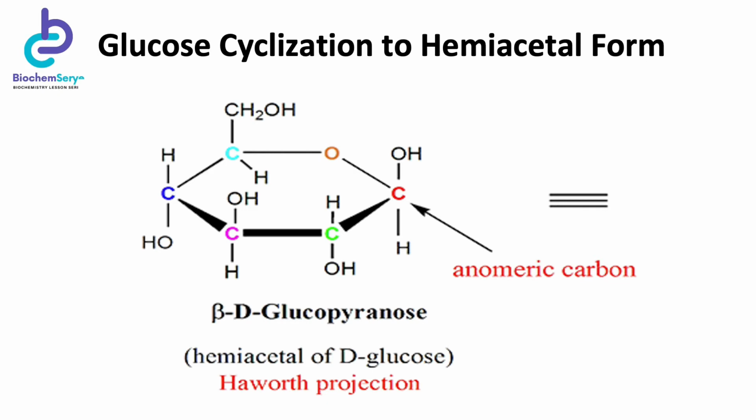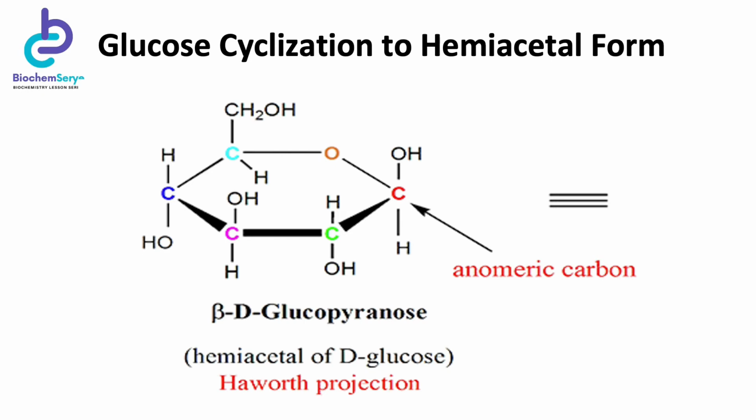Let's now look more closely at the carbon C1 that was once the carbonyl carbon of the aldehyde. If we now focus on this carbon in this Haworth projection of glucose, we will see that it has become the stereogenic or anomeric carbon of the cyclic glucose. We can see here that the OH group attached to the above-mentioned anomeric carbon can exist either on the same or opposite side of the CH2OH group.